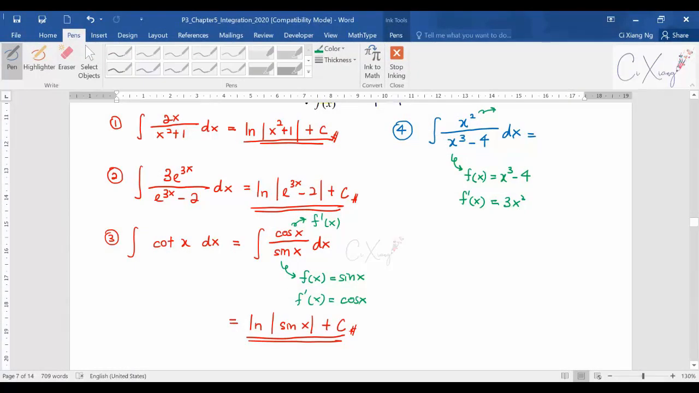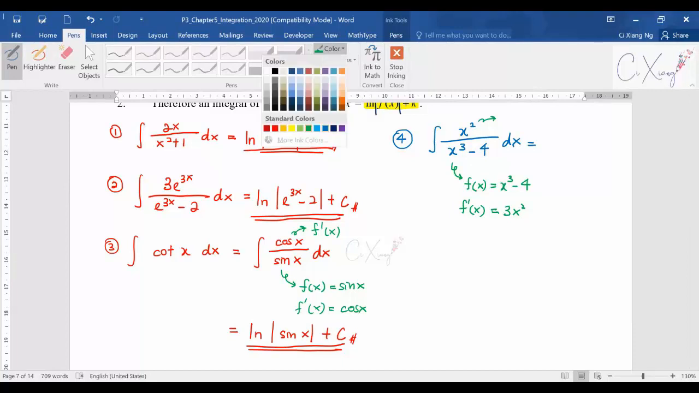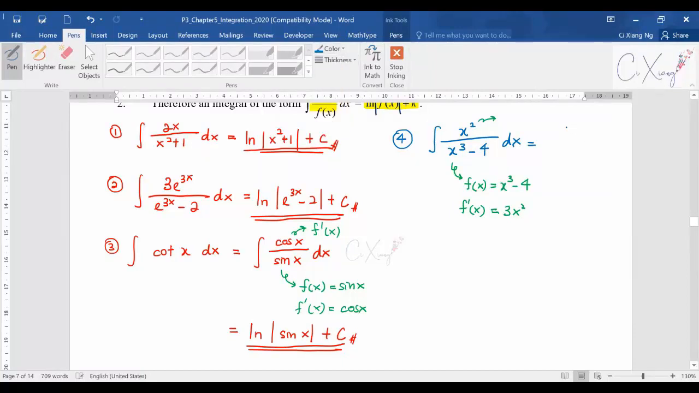Alright, so can you do the integration for this question? You still can do the integration because you see x squared and 3x squared, they are very similar. Okay, very close to each other. So you can still do the integration by using the same technique, just that you need to do an extra adjustment here. Okay, so you see here, I just copy the original question here.